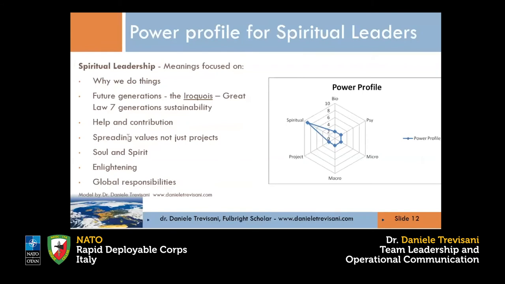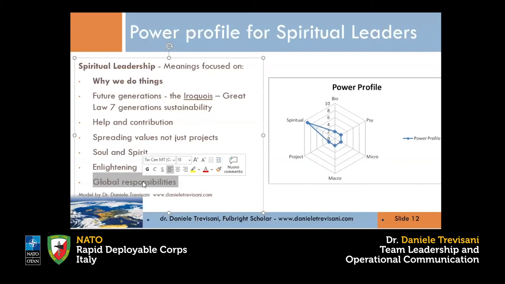Then we have spiritual leaders. The problem of spiritual leaders is why we do things, why do we do what we do, okay? The problem of spiritual leaders is also what happens to future generations. There is a great law of the seventh generation sustainability. It's a native American law of the Iroquois that says that a leader is great when he or she thinks of the effects up to the seventh generation ahead. What will happen to them? And our choices become a part of that. So spreading values, not just projects, soul, spirit, enlightenment, and global responsibilities.